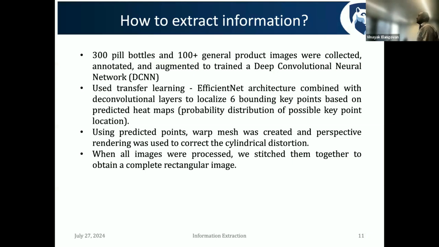that information. We also worked on EfficientNet, which is also a CNN, Convolutional Neural Network, to localize these 6 bounding key points based on the predicted heat maps, so that once we have those key points, we can extract that information. We also tried around 10 different key points, and that also worked well for our approach. So once we have those key points, we can apply the dewarping technique to extract the information, and then we can stitch those images together to obtain a complete rectangular image.